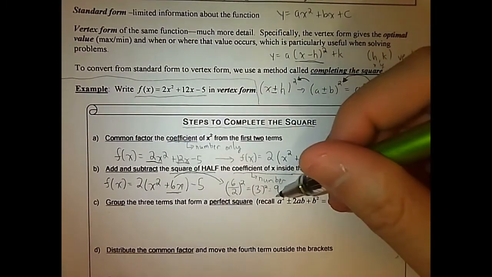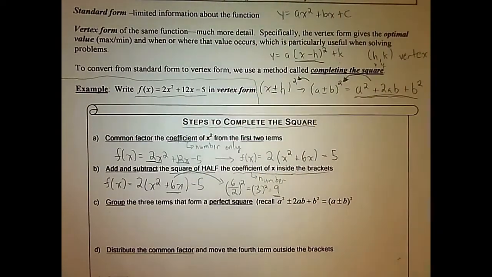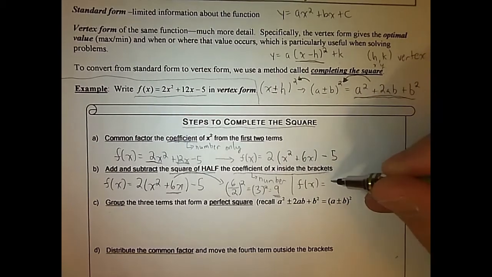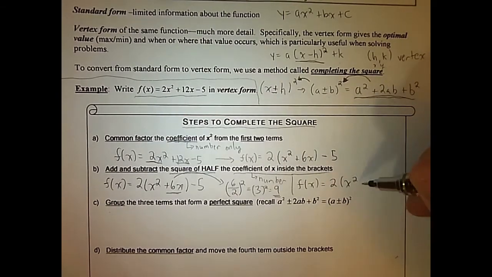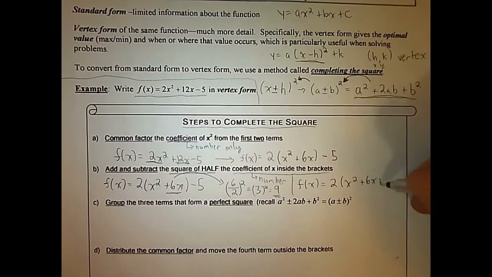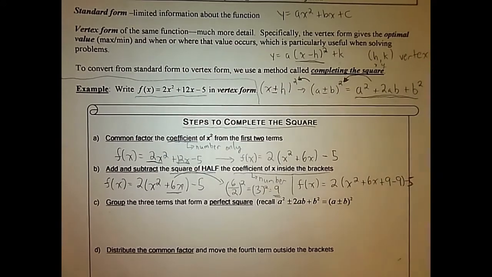So I'm going to get 9, and I'm going to add and subtract it inside the brackets. So it's going to become, after all that, f of x equals 2x squared plus 6x. Then I have 9 here. I'm going to add it and subtract it inside the brackets.